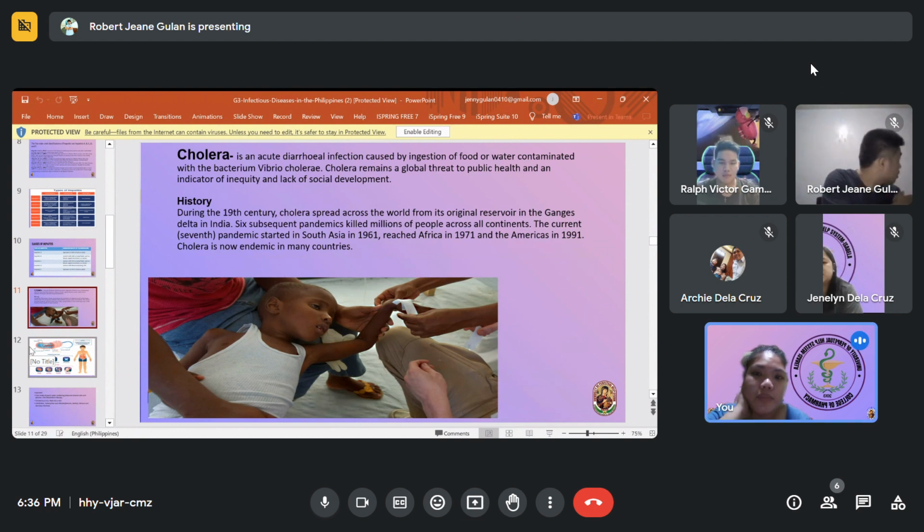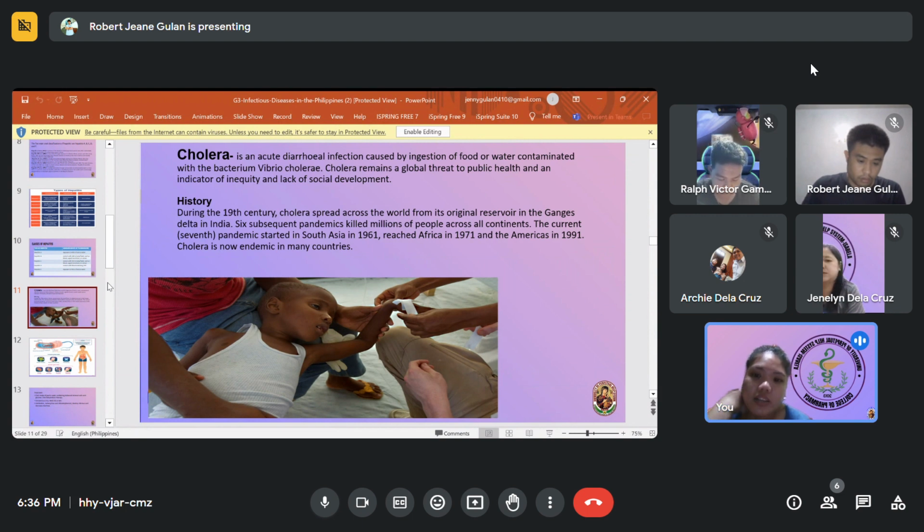Next is cholera. It's an acute diarrheal infection caused by ingestion of food or water contaminated with the bacterium Vibrio cholerae. Cholera remains a global threat to public health and an indicator of inequity and lack of social development.